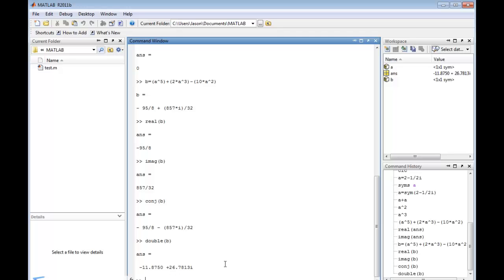I'm Jason with MathTutorDVD.com. Go play around with MATLAB. Focus your efforts on trying to understand this, because complex numbers are things you'll use constantly all throughout math and science.